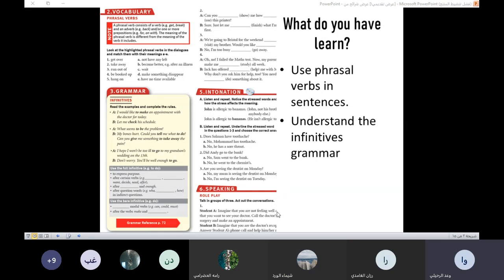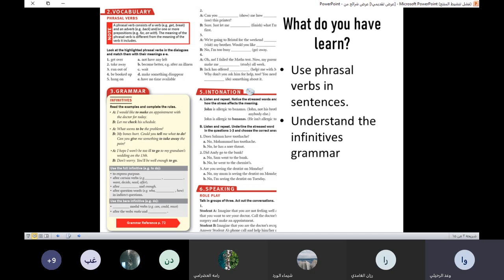Okay. So, very important for you, ya Ola, not to only learn the words, you have to know how to use them. This is a very important thing. If you don't know how to use any word, then they are useless. You just know the meaning of any word, and then you don't know how to use them.